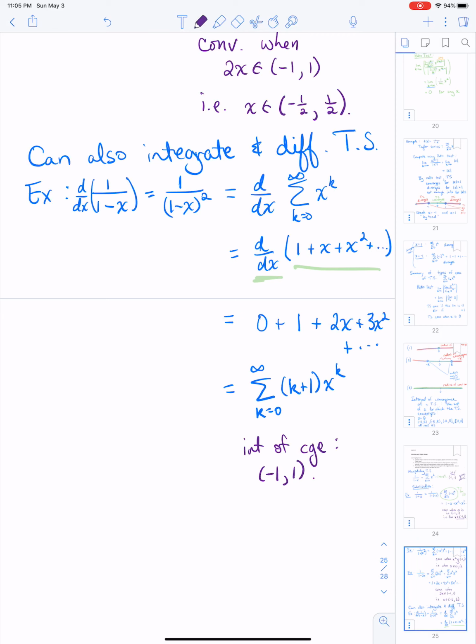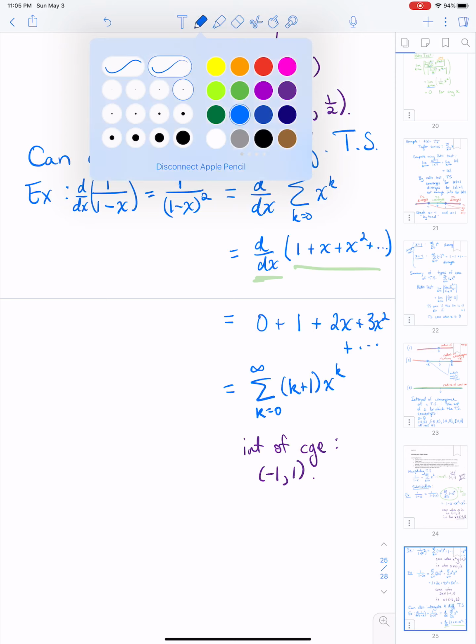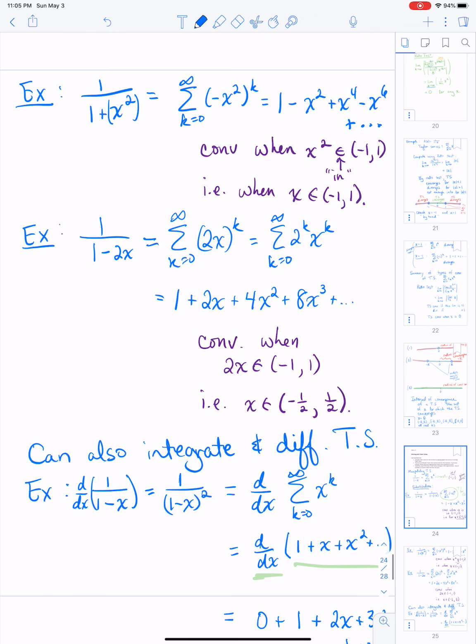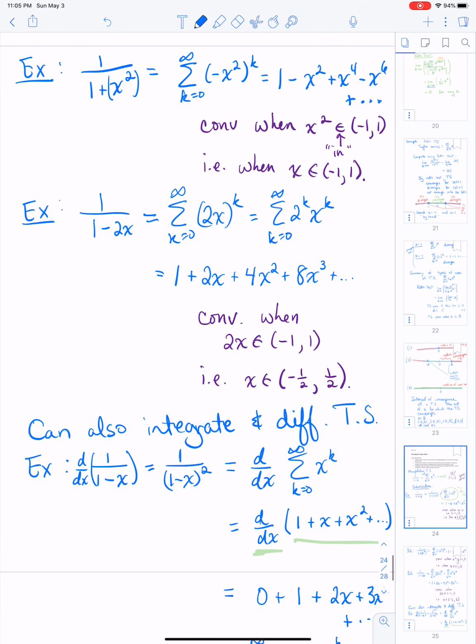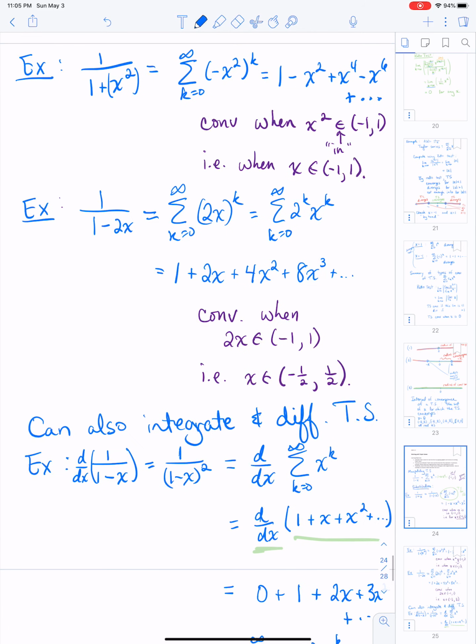As a quick example of integration, we happen to know that our series over here, 1 over 1 plus x squared, so now we know what that series is.